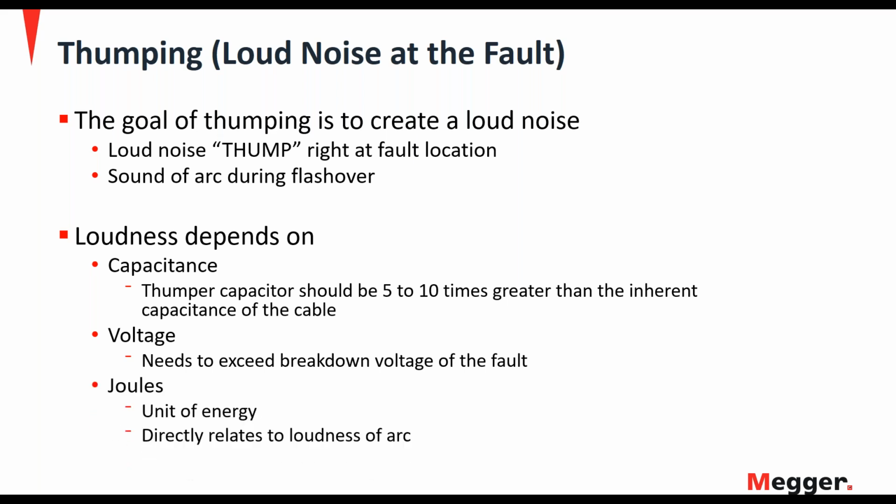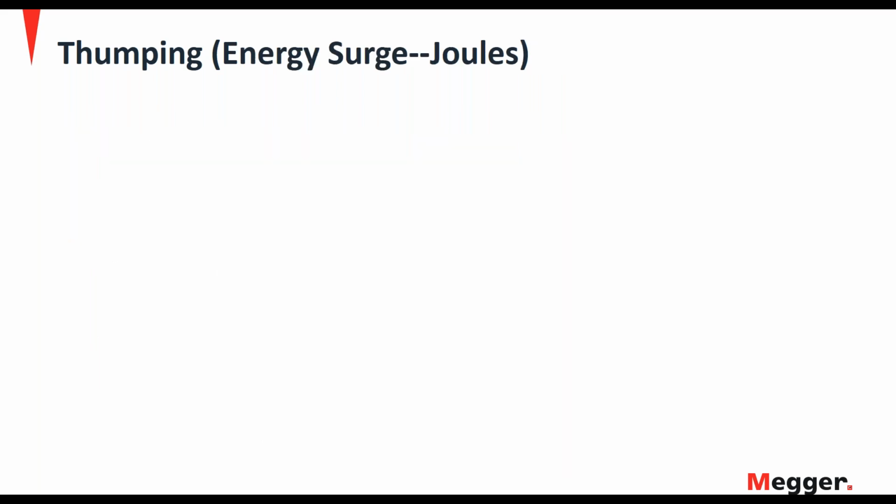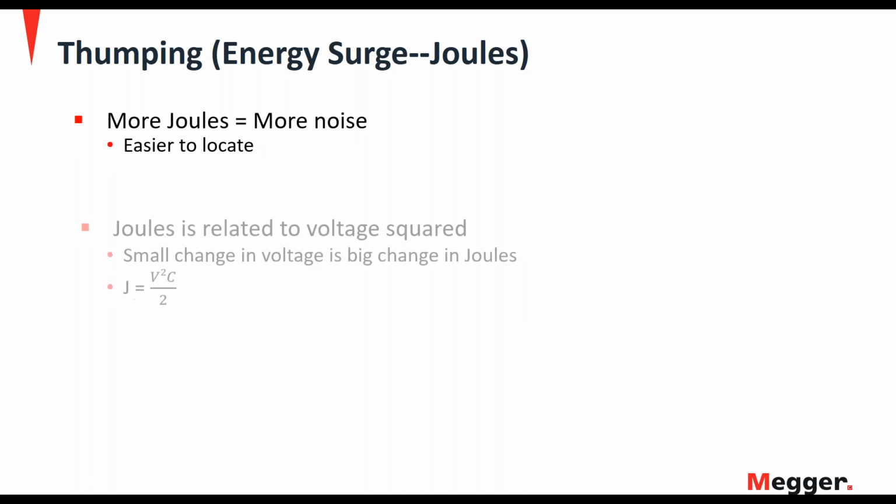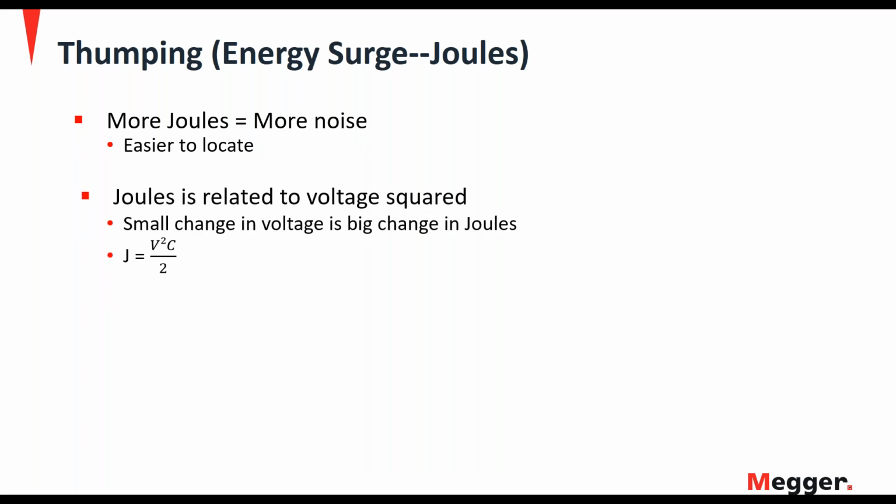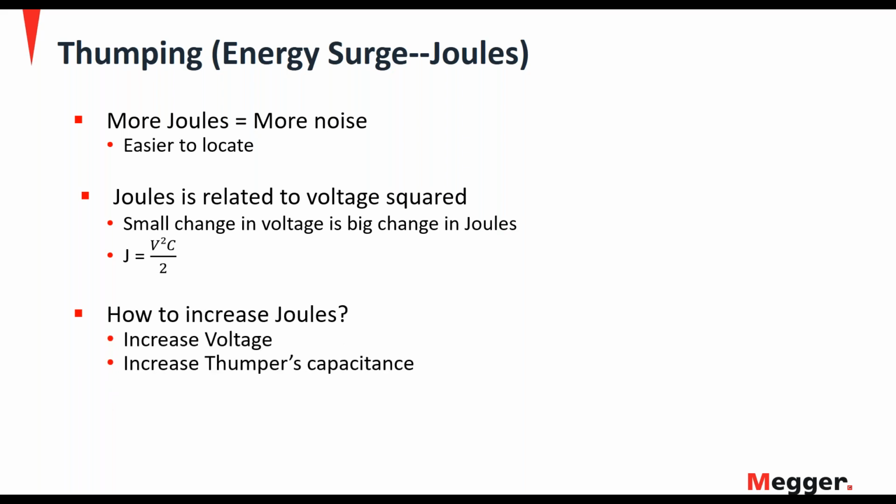If we combine these two things together, we can get a unit of energy called joules, and joules directly relates to the loudness of the arc. So more joules equals more noise. More noise means it's easier to pinpoint, to locate the fault. The formula itself is voltage squared times capacitance divided by 2. And what that means is there's two different ways to increase the joules.